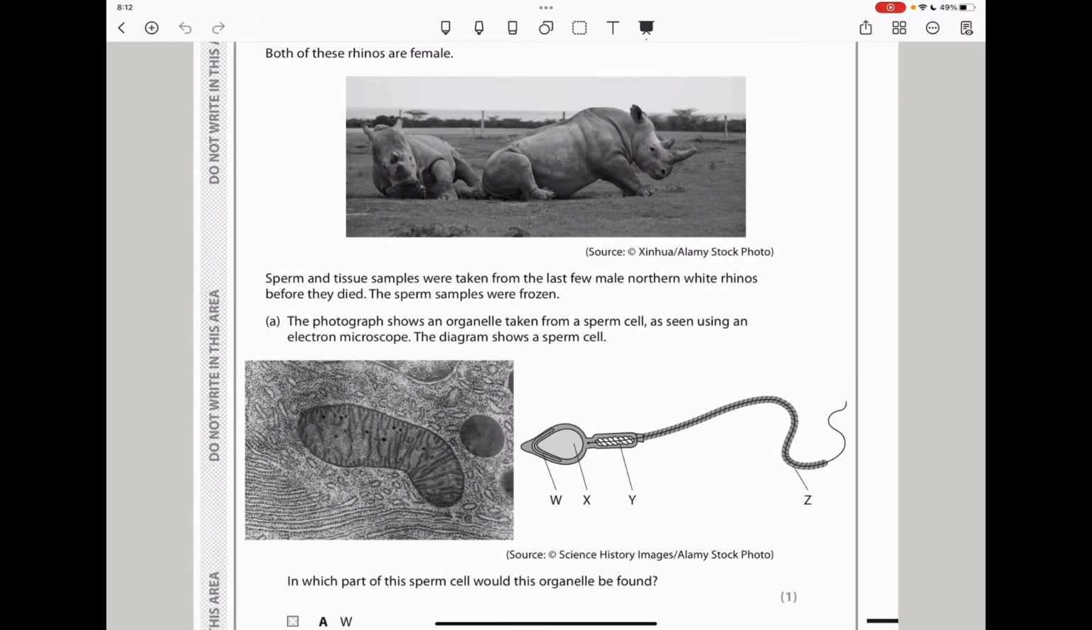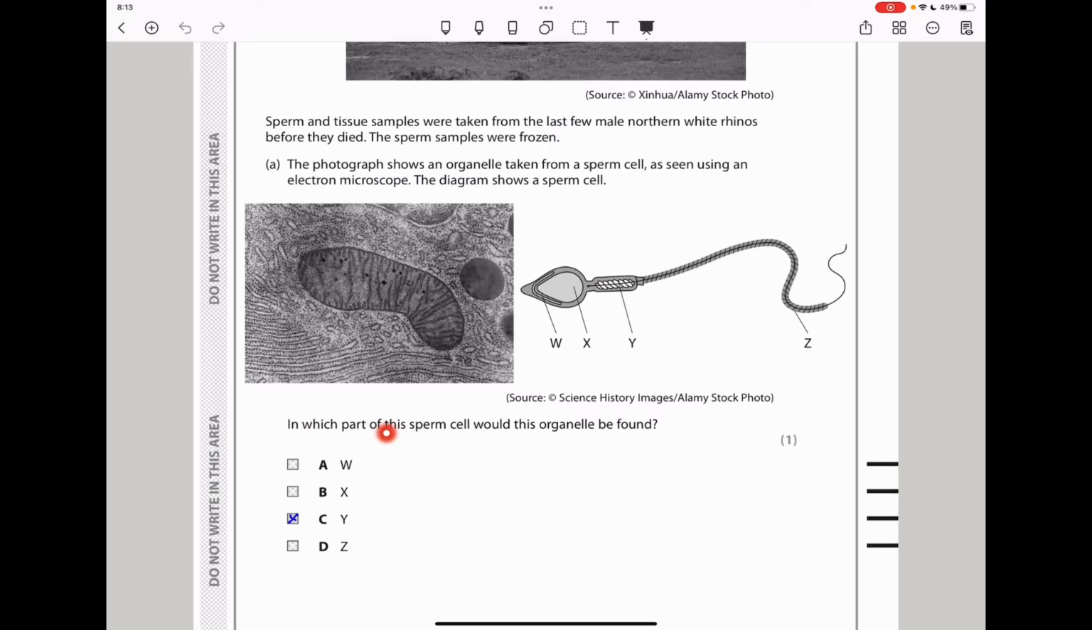And then they go on to say, sperm and tissue samples were taken from the last few male northern white rhino before they died. The sperm samples were frozen, and the photograph shows an organelle taken from a sperm cell as seen using an electron microscope. The diagram shows a sperm cell. So this is the organelle, and that is the sperm cell we're looking at. So they asked, in which part of the sperm cell would this organelle be found? This is a mitochondria. It should come from the middle piece, this part here. So the answer here should be C, because structure Y is where it should come from.